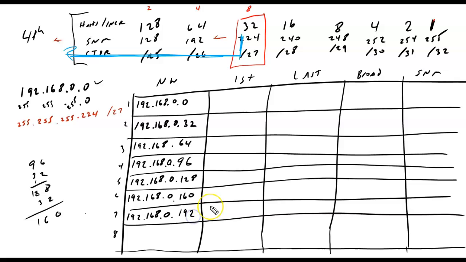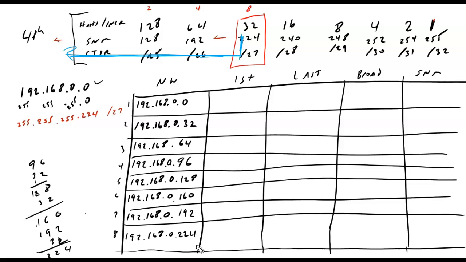Then 192.168.0. Well, 32 more would be 192. And then 192.168.0. Well, 192 plus 32 would be 224.